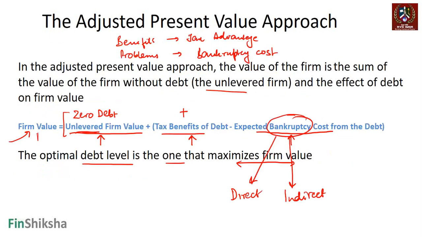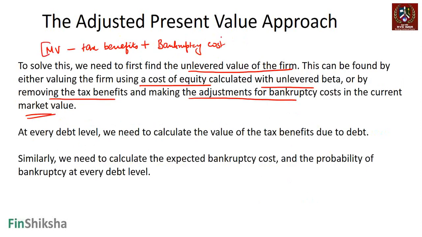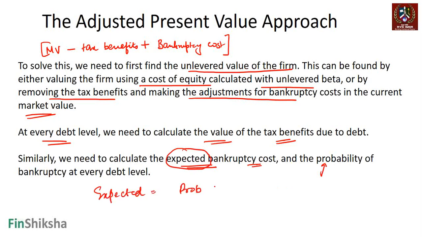That's nothing but changing this earlier equation. To get to this, we take the firm value from the market. We take tax benefits minus expected bankruptcy on the other side of the equation, correct? And so we get this equation where we get the current enterprise value, and from there we remove the tax benefits and bankruptcy cost. Then at every debt level, we need to calculate the value of the tax benefit that comes to us, correct? What kind of benefits are due because of the debt, and we need to calculate the expected bankruptcy cost. And not just the bankruptcy cost, there is also going to be a probability of bankruptcy. The expected value, remember, is nothing but the probability times the outcome, right?